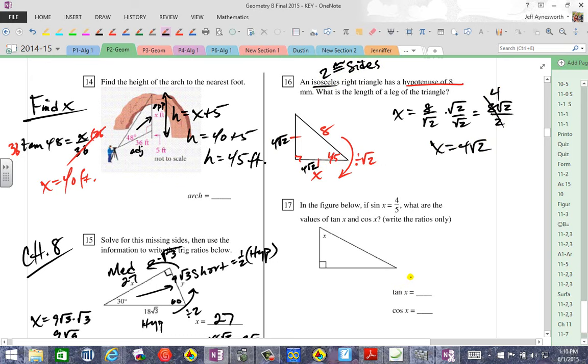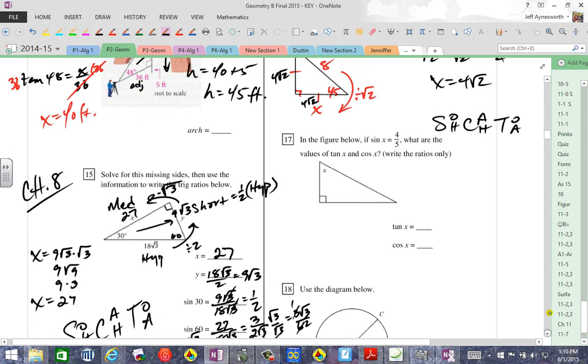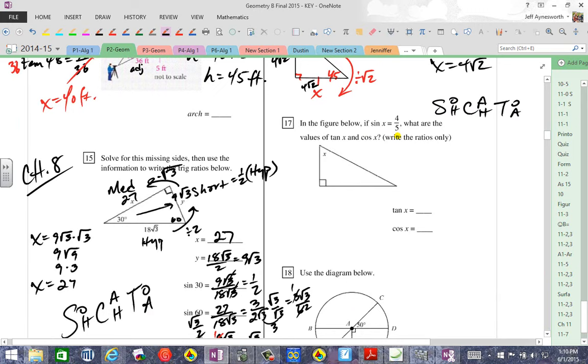Okay, on this one here, now again, SOHCAHTOA problem here, because you got a trig function here. So the sine of x equals 4/5. Opposite divided by hypotenuse. Okay, SOHCAHTOA. So opposite of x has got to be 4, hypotenuse is 5. That's what this ratio means. All right, find the tangent and cosine. Well, you got to find the other side to do that.